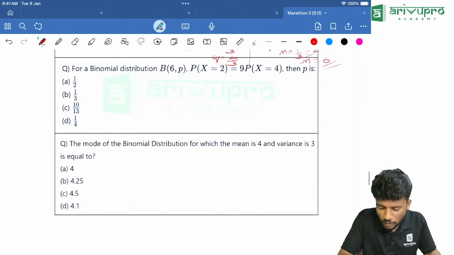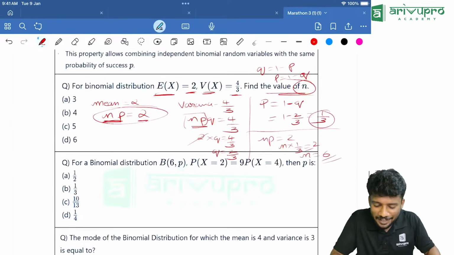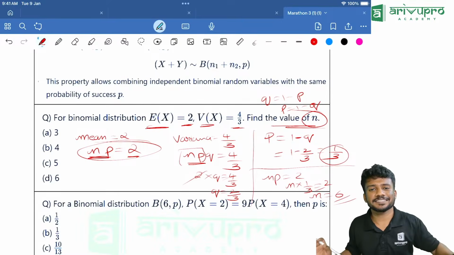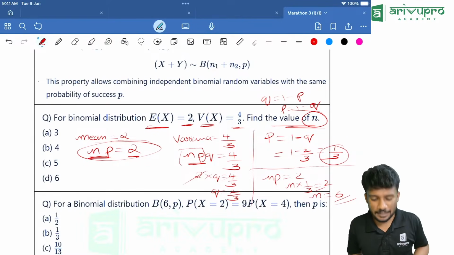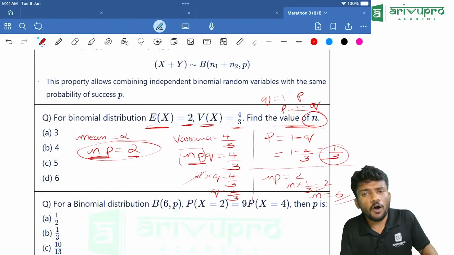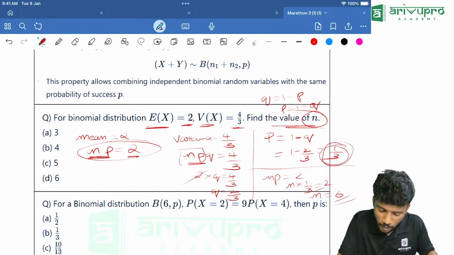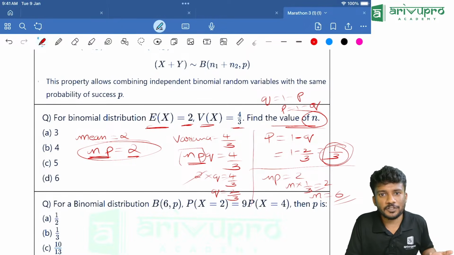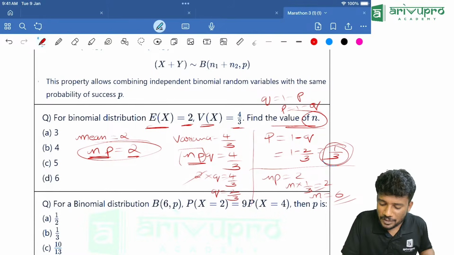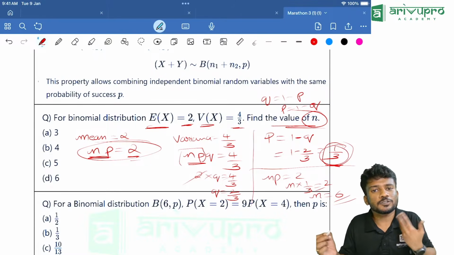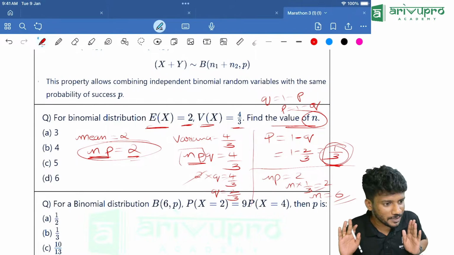Going forward, don't expect me to do all the steps, and we will not be doing all the steps inside the exam hall also. Certain times we will option hit also. Once you get this 1 by 3, which of the options multiplied with 1 by 3 will give you 2? That way also you can check. Always it is possible.